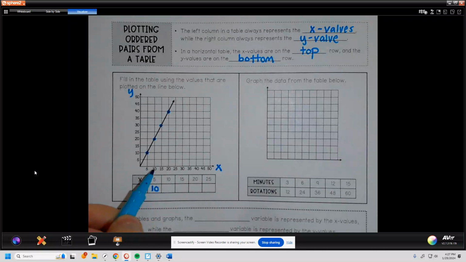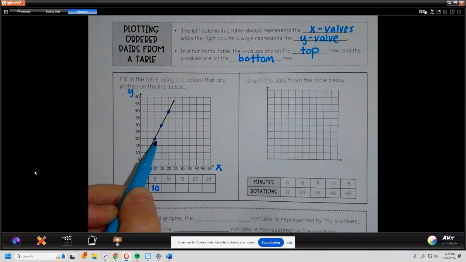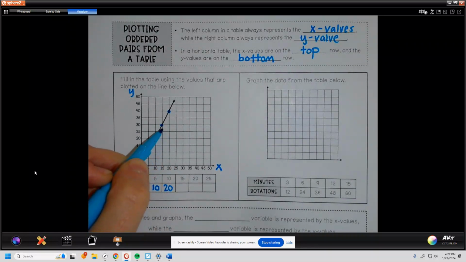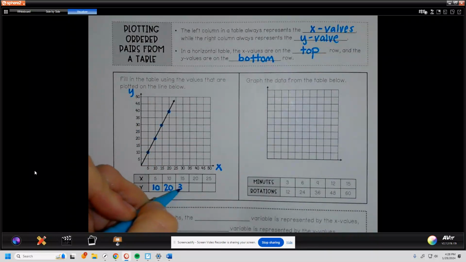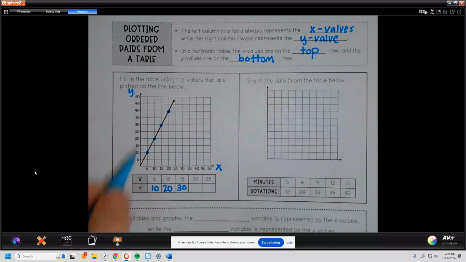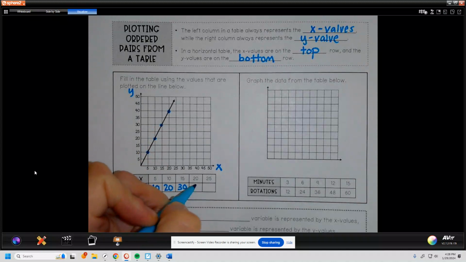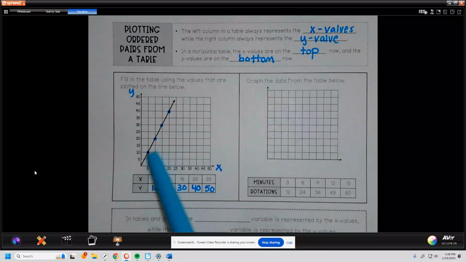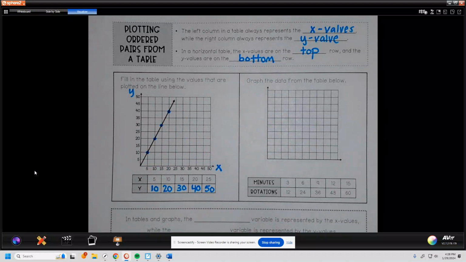Then next it says 10 on the x-axis. Go straight up and over. That's lined up with 20 on the y. 15 on the x, 30 on the y. And now you could probably see a pattern. It is going up by 10 each time on the y. So 40 and 50. So if it's a straight line, that means there's a pattern. Once you figure that out, it's pretty easy.